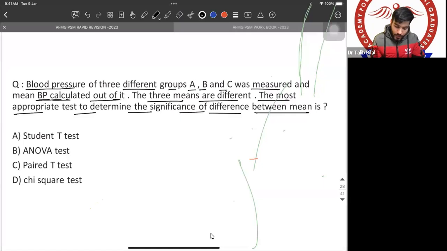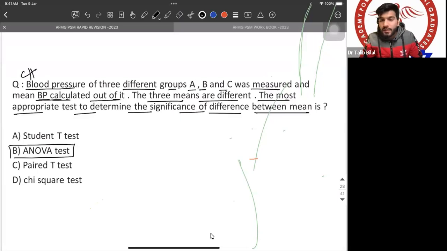Very good. It is an ANOVA test. See, guys, the hints. Yes, B, because there are more than two groups. Now, you already know we have so far studied quantitative measures. Are you getting my point? Blood pressure is qualitative or quantitative? Quantitative. Very good.